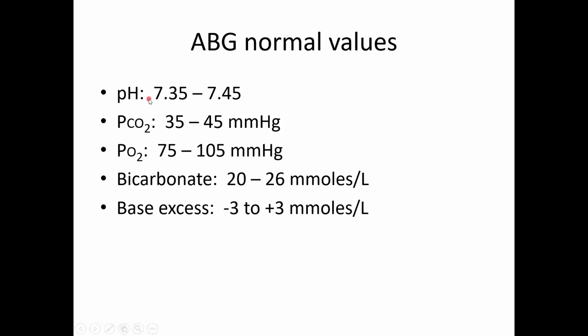ABG normal values: pH should be in the range of 7.35 to 7.45. Partial pressure of carbon dioxide is 35 to 45 millimeter of mercury. Partial pressure of oxygen should be within the range of 75 to 105 millimeter of mercury. Bicarbonate, the normal range is 20 to 26 millimoles per liter, and plus or minus 3 can be acceptable. If there are deviations from these values in the arterial blood, that can tell us many things about the underlying cause of the patient.